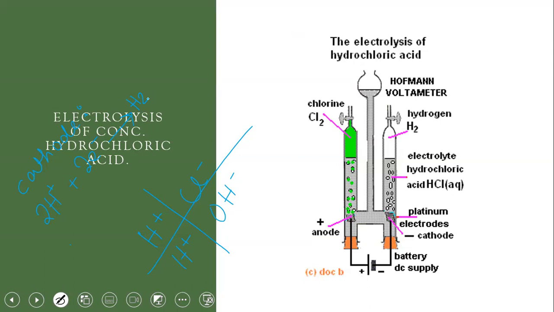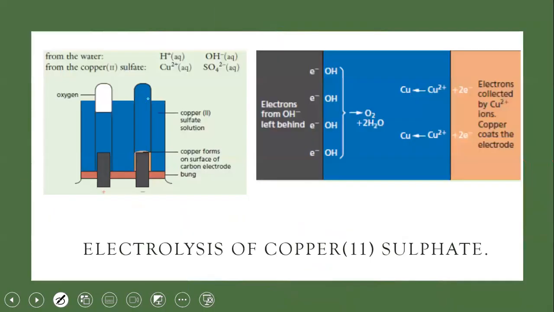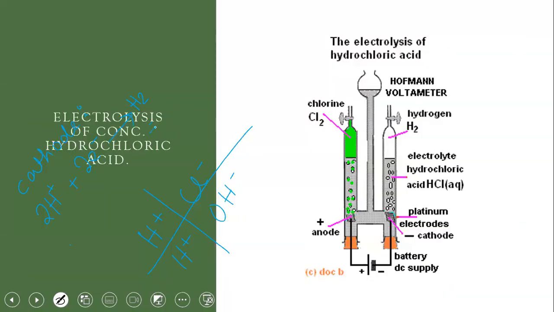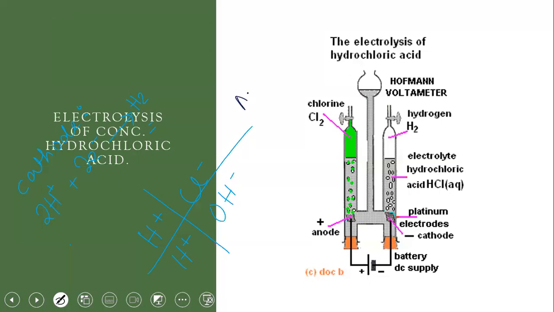In the anode, we have chloride and hydroxide. First, tell me which one of them is more reactive. Is chloride more reactive or hydroxide more reactive? Hydroxide. Yes. But this is concentrated. So if it's concentrated, then who should go to the anode? Chlorine. Correct.